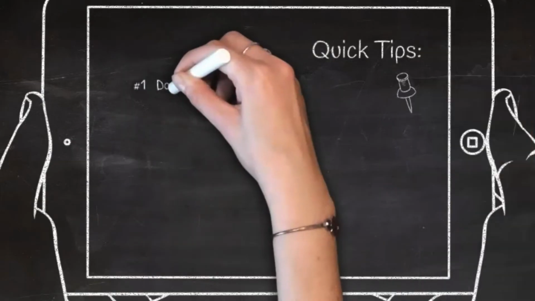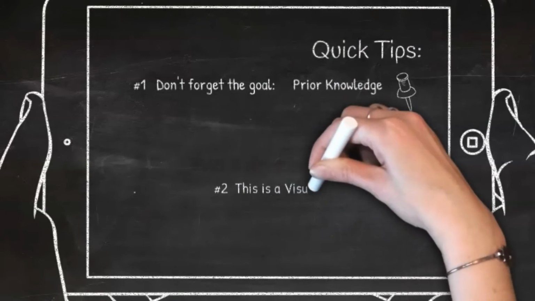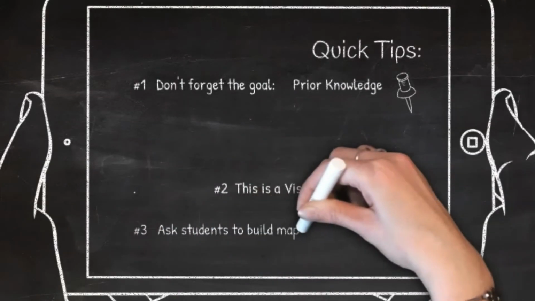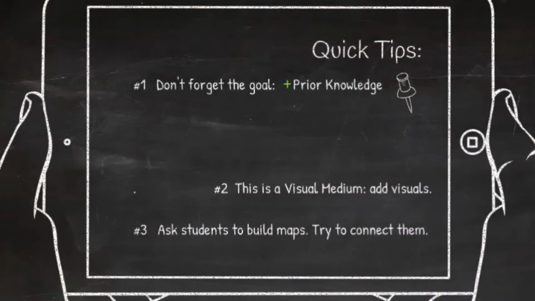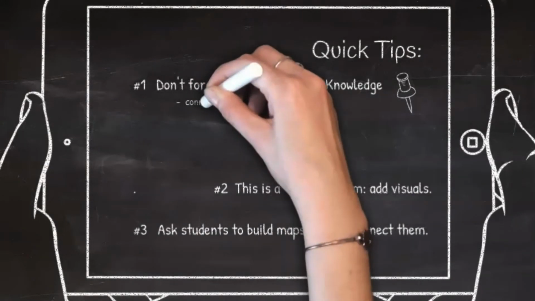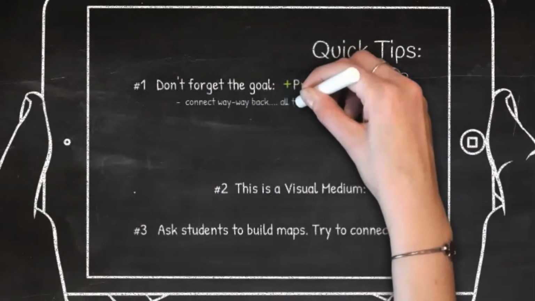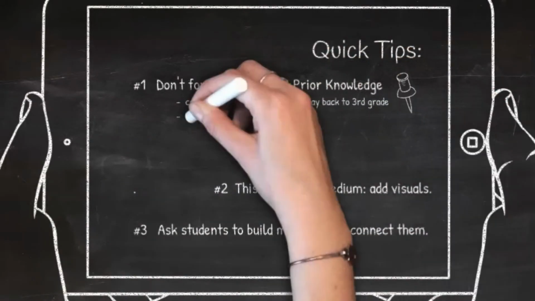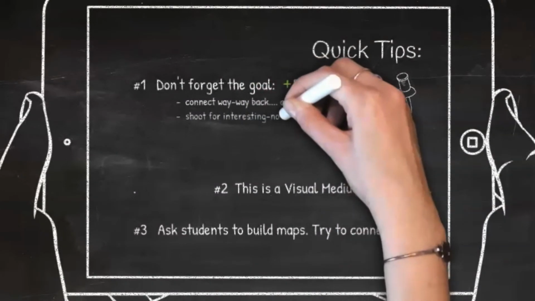I want to leave you with some quick tips. Number 1, don't forget that the goal of mind mapping is to make intentional connections between concepts. Be sure to anchor any new material to concepts that were very firmly stored in long-term memory. Go all the way back to 3rd grade if you can, all the way back to the Cat in the Hat. Don't try to be funny. Jokes are short-lived. Instead, try to anchor to things that your audience finds very, very interesting.